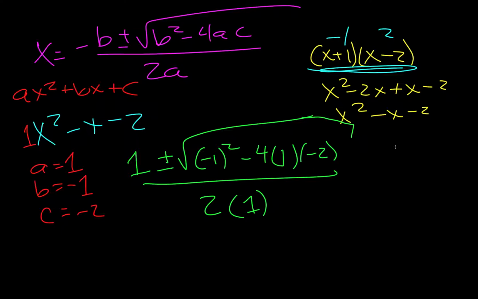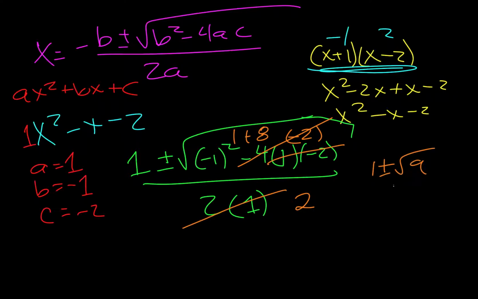Okay, from here, I like to simplify the bottom first, so we get a 2. Simplify here: -2 times -4 is +8, and then -1 squared is 1. So under here, it's 9. So we get 1 plus or minus the square root of 9 over 2. We want to simplify this, and so we get 1 plus or minus 3 over 2. And then we need to take it a little bit further. So we say 1 plus 3 is 4 over 2. 1 minus 3 is -2 over 2.